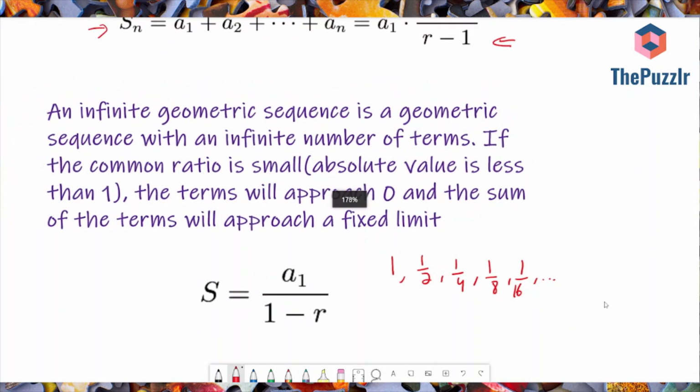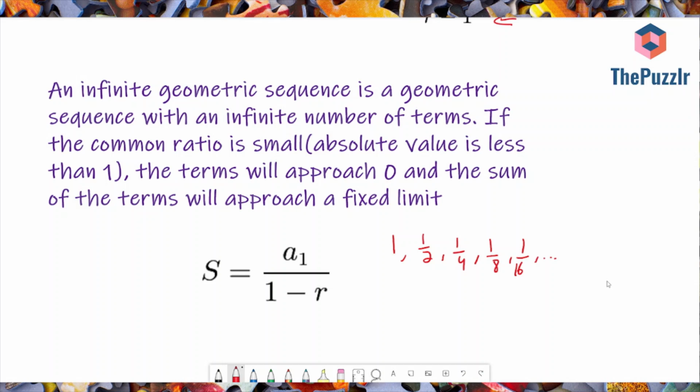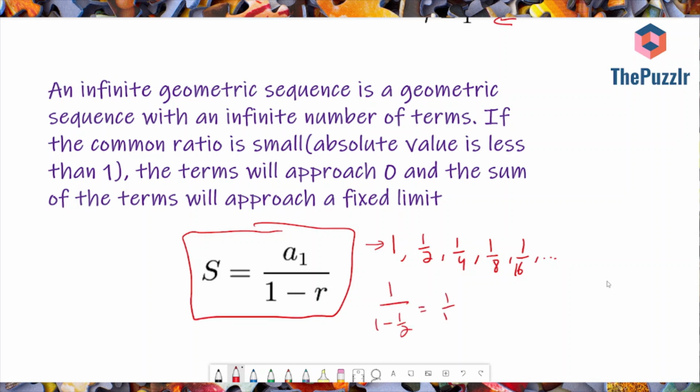To find the sum of this, you use this formula: first term divided by 1 minus r. So the sum of this would be 1 over 1 minus 1/2, which is 1 over 1/2, or 2, which makes sense. This looks like it keeps on going towards 2, right? The sum is 1, then 1.5, then 1.75, and it's just hopping closer and closer to 2.